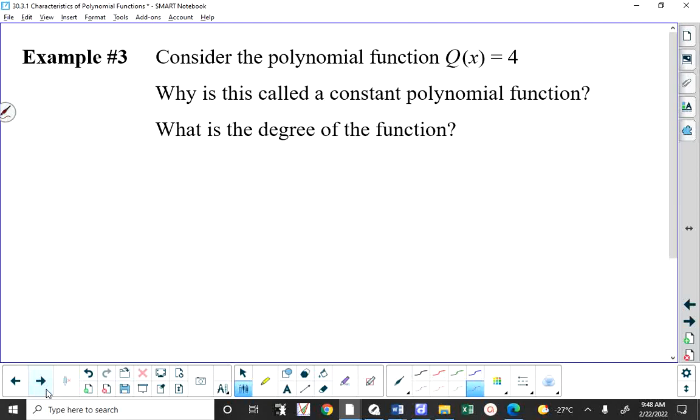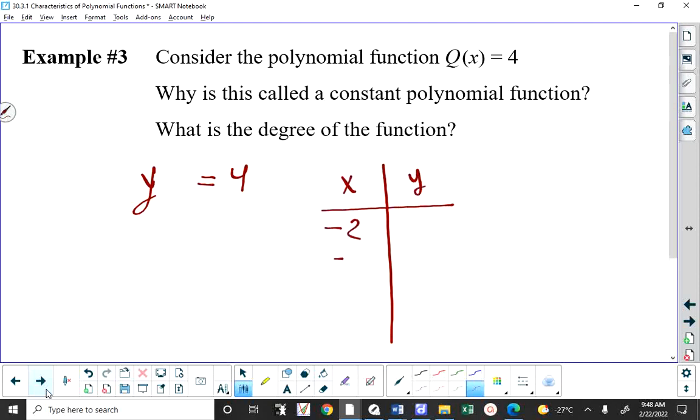Because y is always 4. If you write this out as y equals 4, going back to grade 10, f of x is another way of saying y, so Q of x is y. And I asked you to make a table of values here so that we could plot the graph. And you said, well, -2, -1, 0, 1, 2. And you put these values of x into the function wherever there's an x. There is no x, so you're going to get 4 every time.